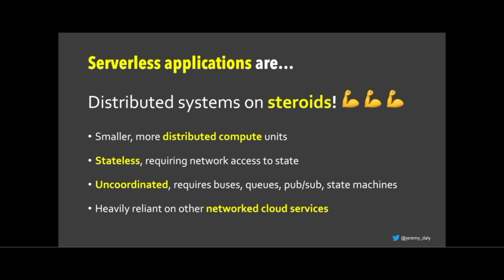And they're really reliant on networked cloud services, right? We're not writing databases within a Lambda function. We're relying on RDS or some other service to do that. We're not writing our own queues. We're relying on other services to be able to use those.